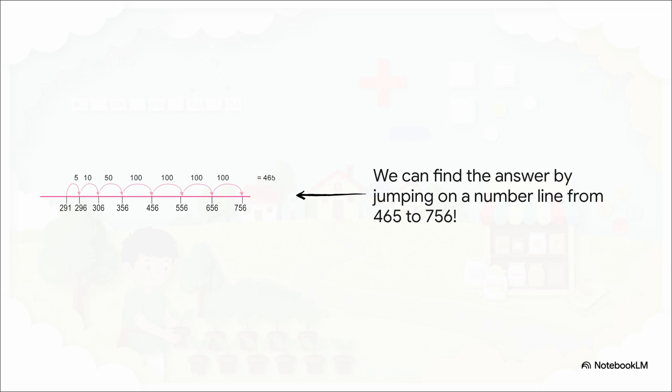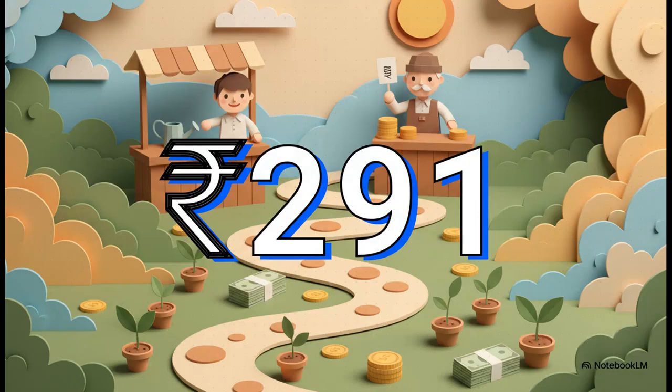Now, let's add up all those jumps. And when we add it all up, we get 291 rupees. That's how much Peter Uncle earned. So you see, subtraction is really just finding the distance between two numbers. The number line is a great way to see that.